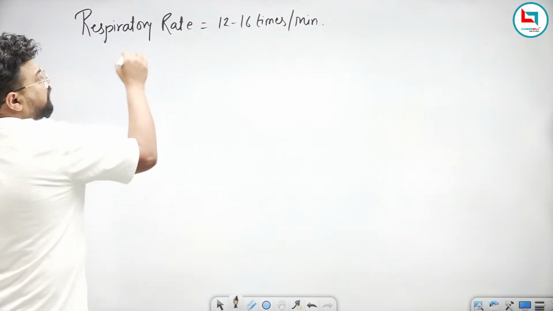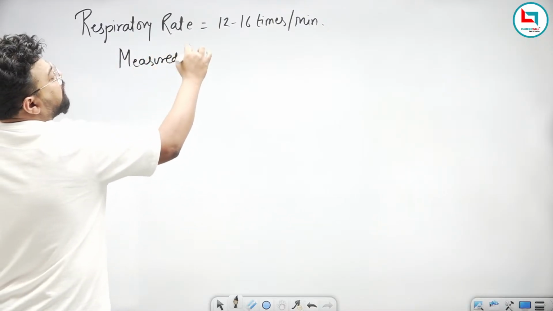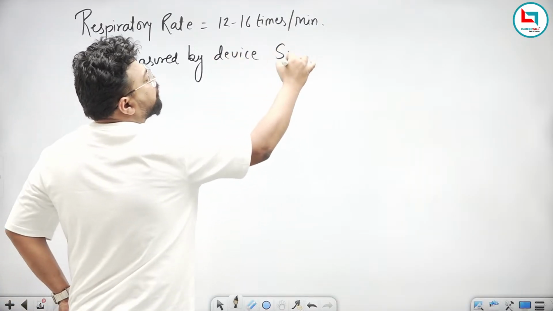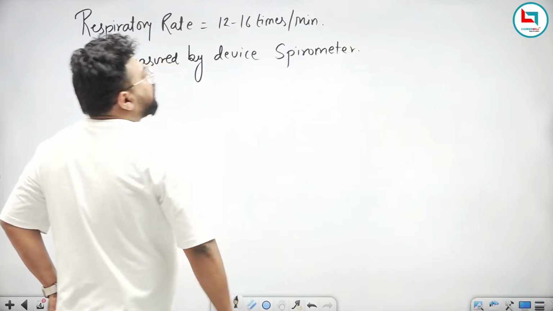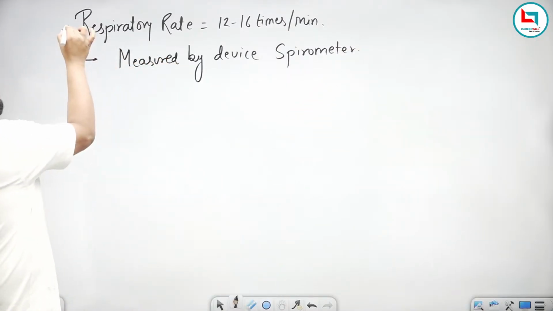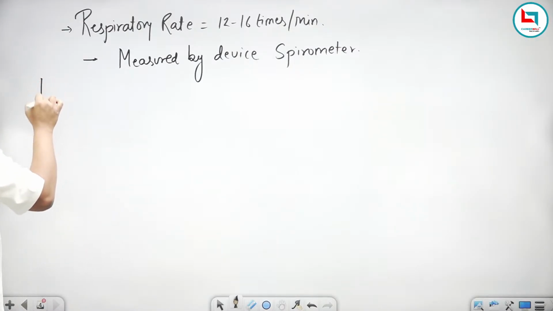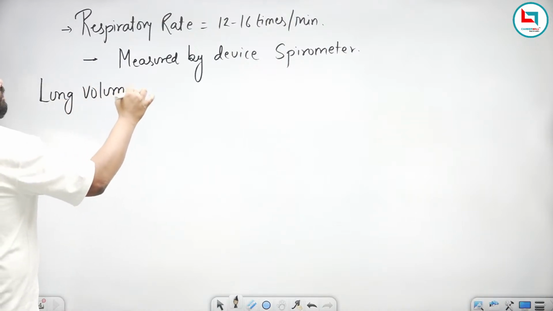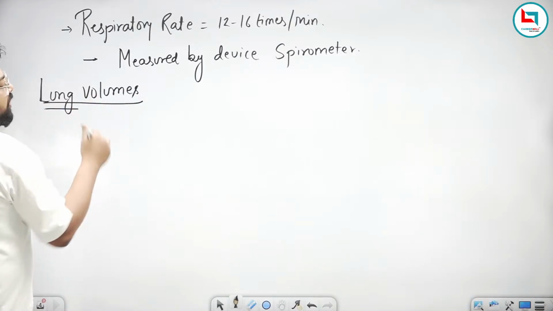Now, this is measured by a device known as spirometer. So this is measured by a device known as spirometer. As well as we have different lung volumes. So in exams, usually they ask questions directly from these volumes.